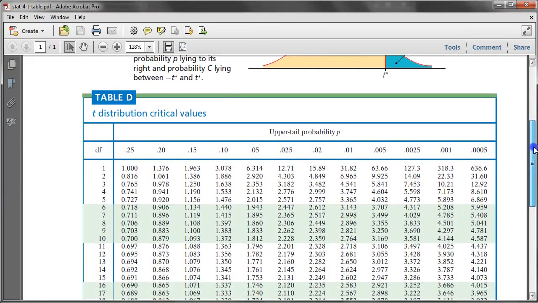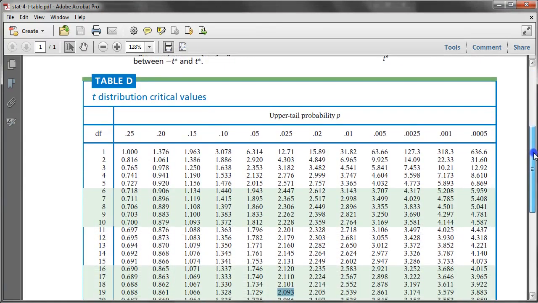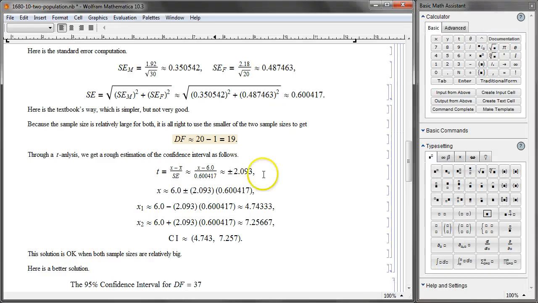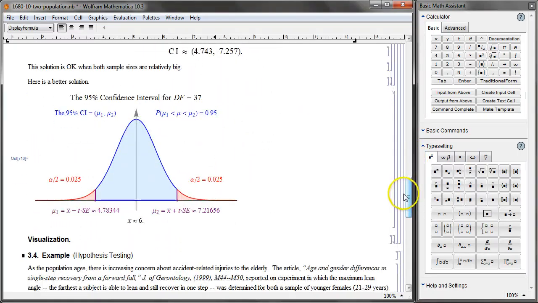And for degree of freedom 19, we have 2.093. We need plus or minus 2.093 because we need shading on the left hand side as well. Let's go back to this picture. 2.5% here, also 2.5% on the left hand side as well.